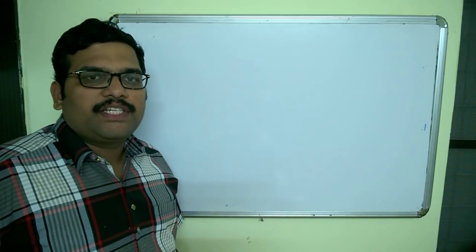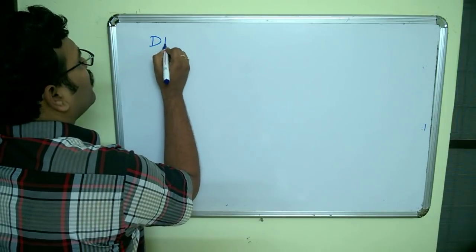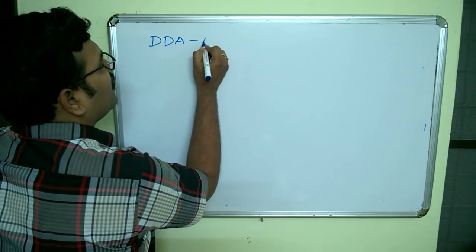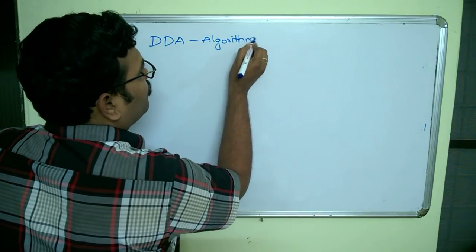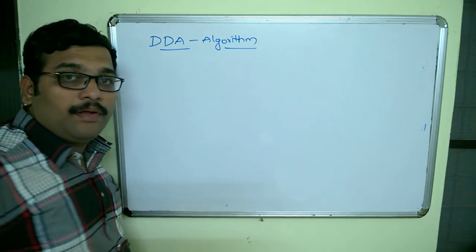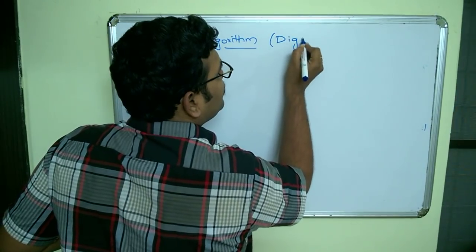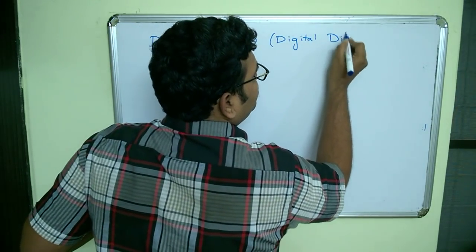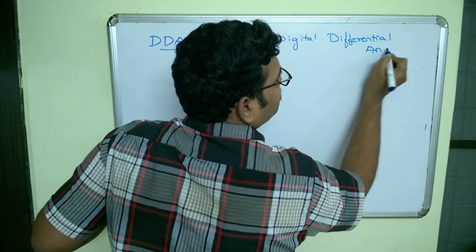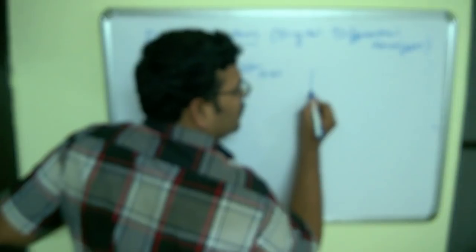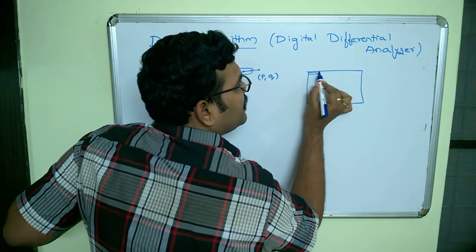Welcome to our session. In this session, let us learn the line drawing algorithm, the DDA algorithm. DDA means Digital Differential Analyzer. In computer graphics, the screen consists of all the pixels.